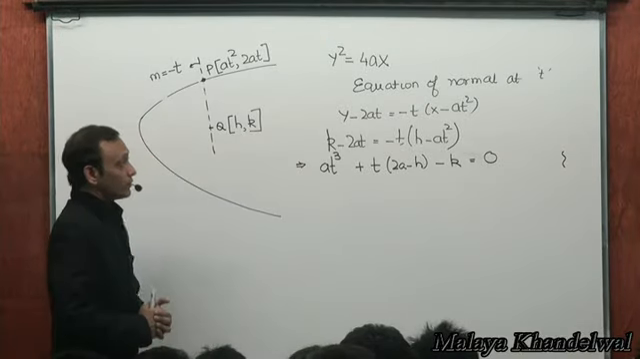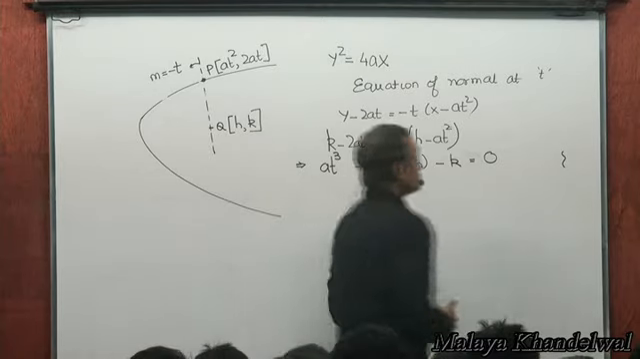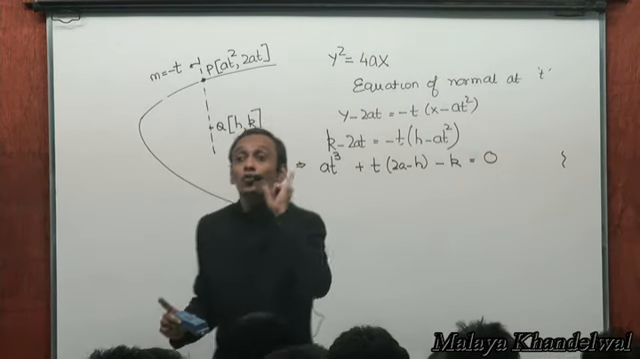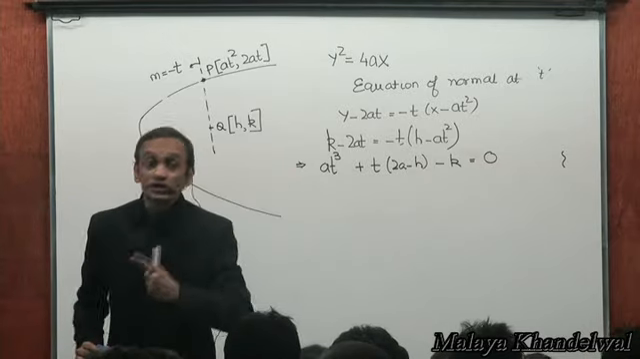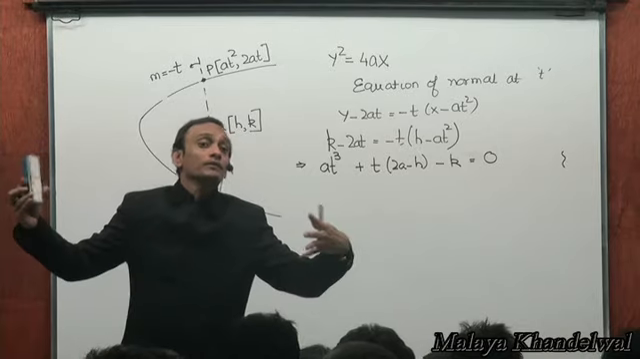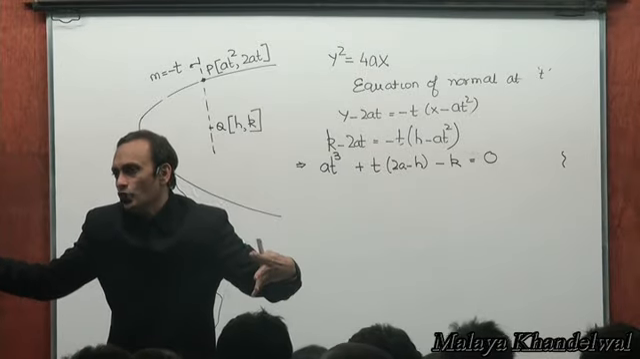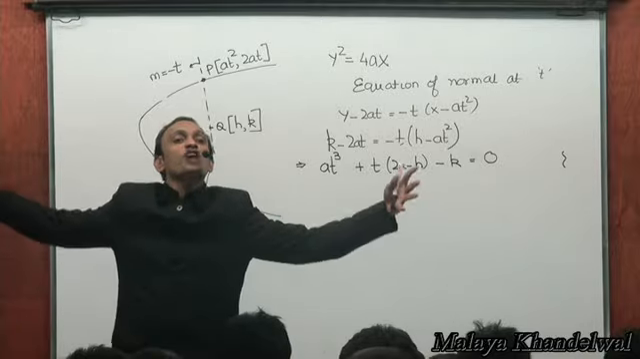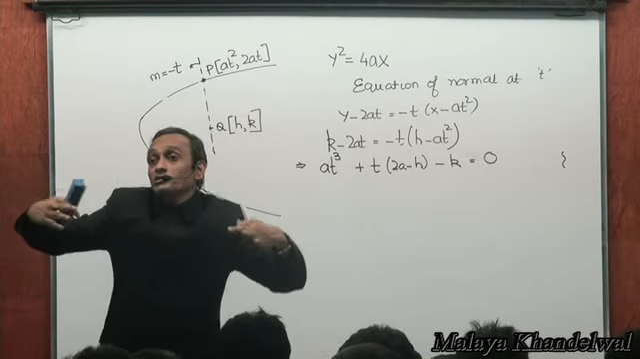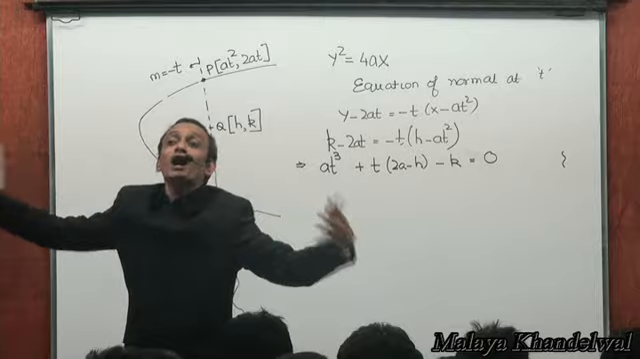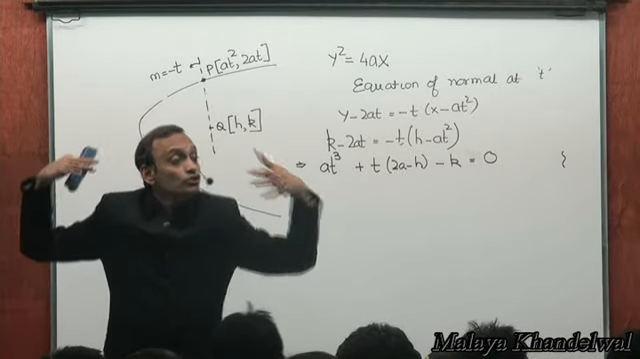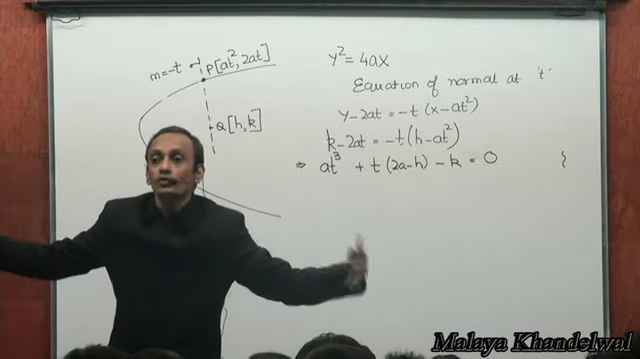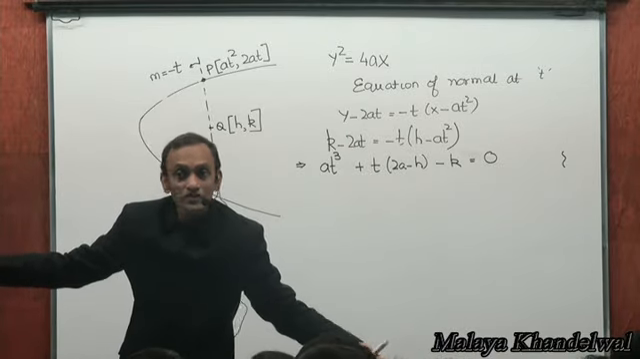Okay? Which means from a point (h, k), each t will give me 1 foot of the normal. 3 t's will give me 3 feet. That means 3 normals drawn from (h, k) to a parabola. Yes or no? So in a very generic sense, 3 normals could be drawn from a point (h, k) to a parabola. Yes or no? Right? You know what I'm saying?